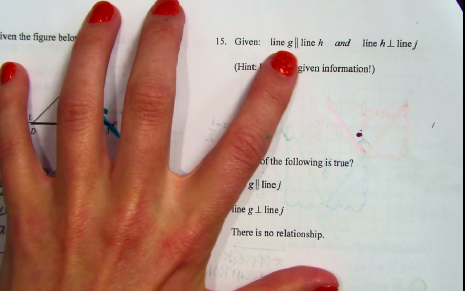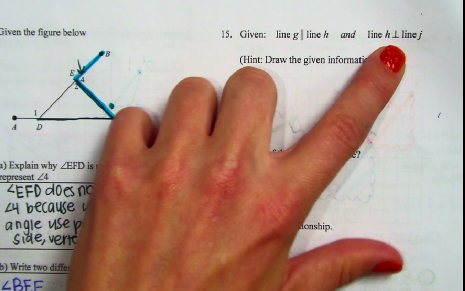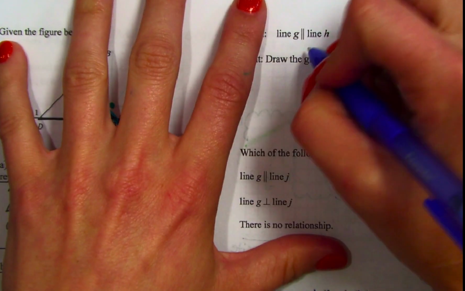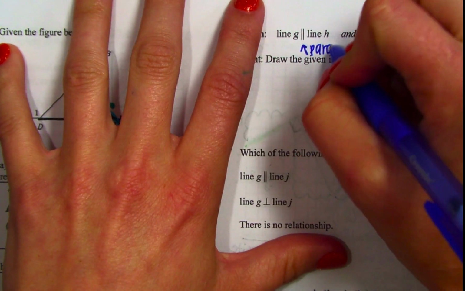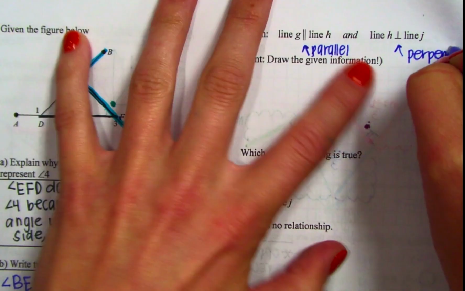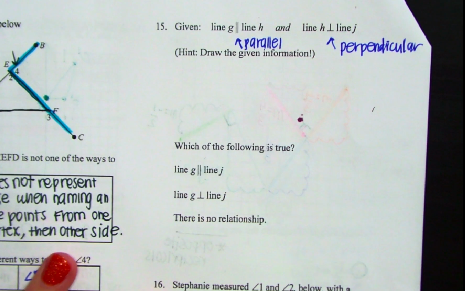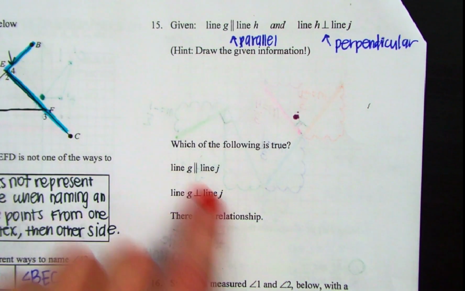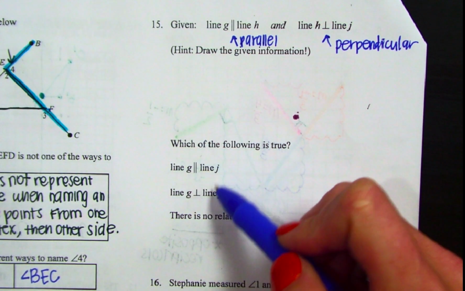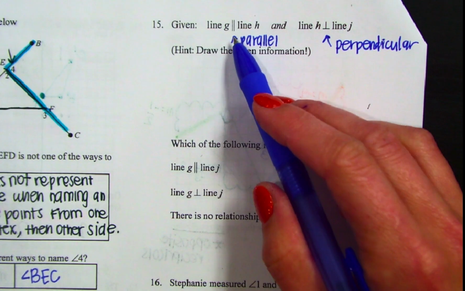Given that line G is parallel to line H and line H is perpendicular to line J, that's what these mean, just if we need a refresher. This means parallel and this is perpendicular. Okay, so what we're going to do is, given this information, we're going to figure out which one of these three things is true. So it'll be helpful if we draw.